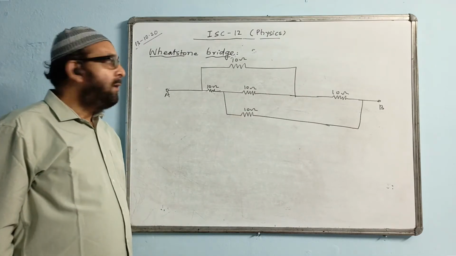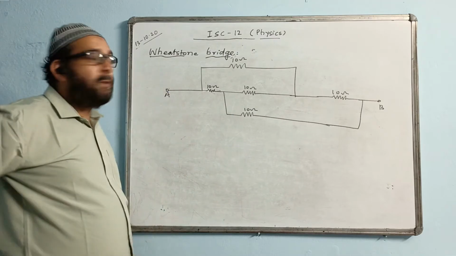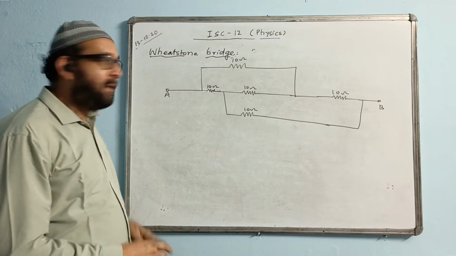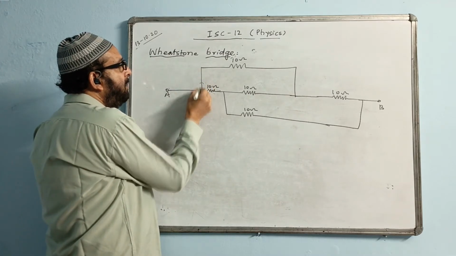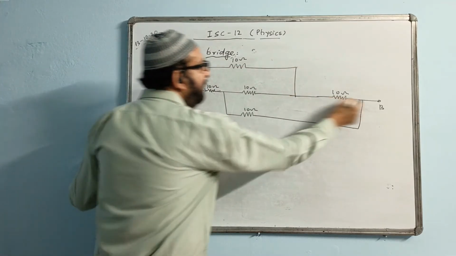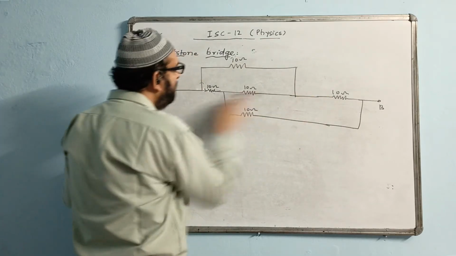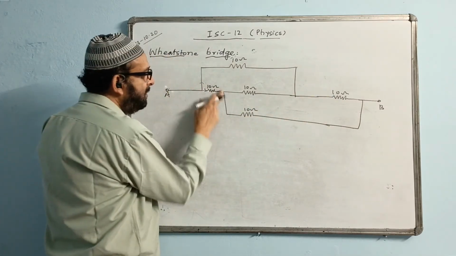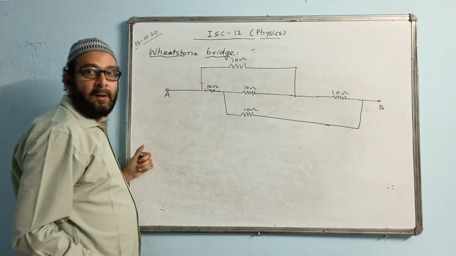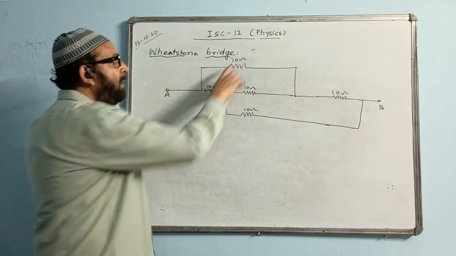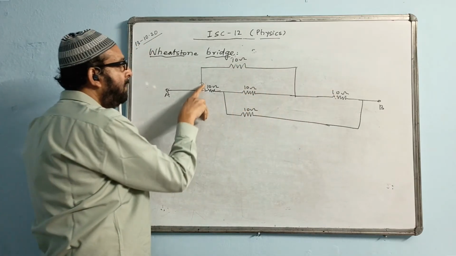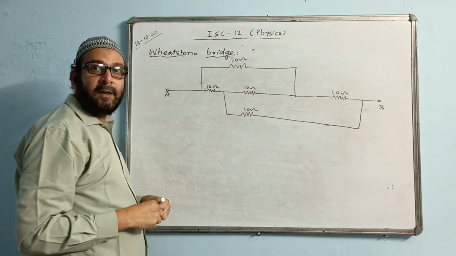So how to do? This circuit is also a Wheatstone bridge in the alternative form. How to check whether it is or not? From here the current will be dividing into two parts. This arm and this arm will be like P, this is like Q, this will be like R, this will be like S. That means this is the center part. We'll check whether the ratios are equal or not. 10 by 10, the answer is 1. And 10 by 10, the answer is 1. That means they are equal.